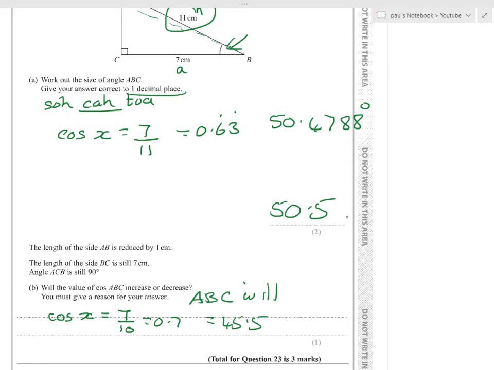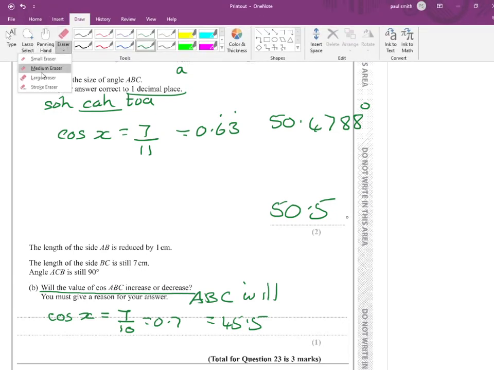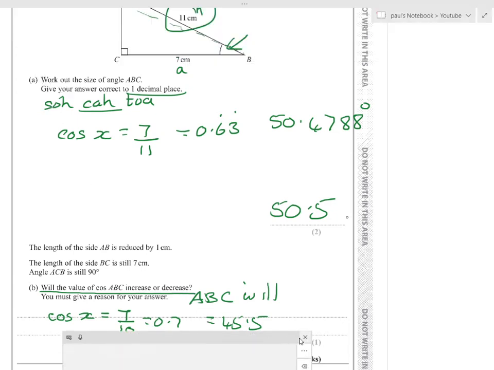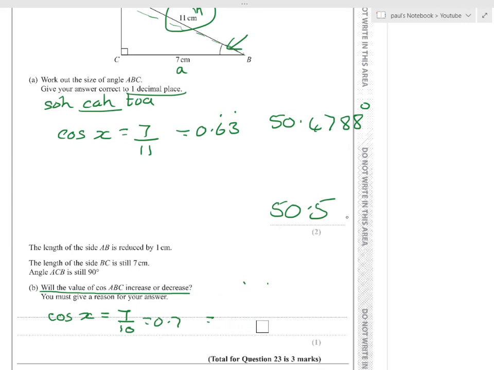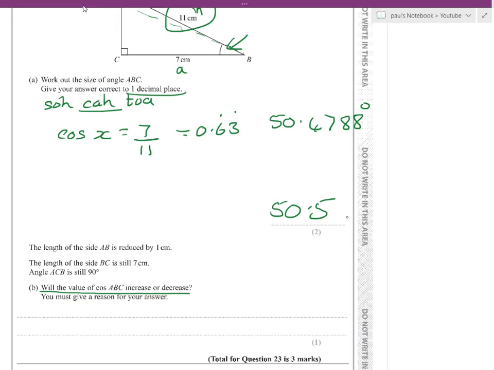Oh, what a nasty question. Look at this. Will the value of cos ABC... Now, I could have done this all day long and I'm going to get this one wrong, because they're not asking whether the value of the angle ABC increases or decreases. They're asking for the value of cos.